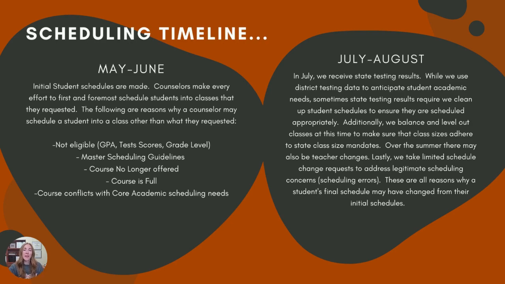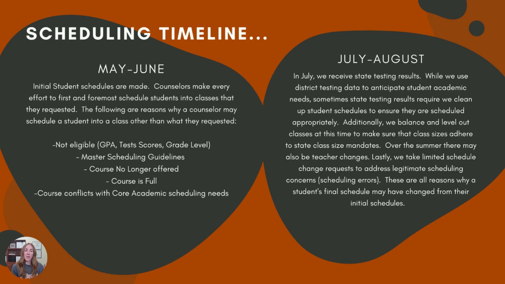The scheduling timeline is in May and June, when initial student schedules are created. Counselors make every effort to first and foremost schedule students into the classes that they requested. The following are reasons why a counselor may not be able to schedule a student into a class that they requested. They may not be eligible. So GPA, test scores, grade level, something makes them not eligible for the course.